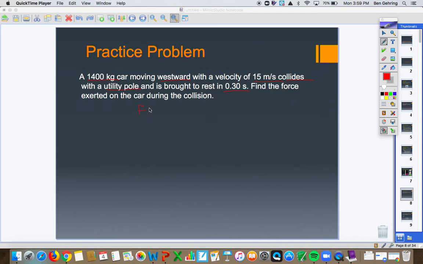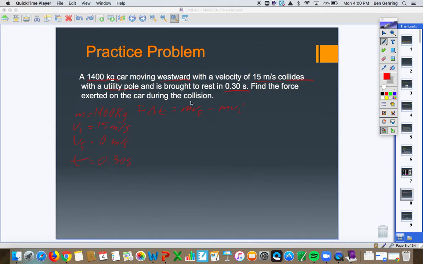Force times my change in time is equal to momentum final minus momentum initial, so mvf minus mvi. Some things I know. I know my mass is 1,400 kilograms. I know my velocity initial is 15 meters per second. I know my velocity final is going to be 0 because I stopped. And I know that the time is 0.3 seconds.